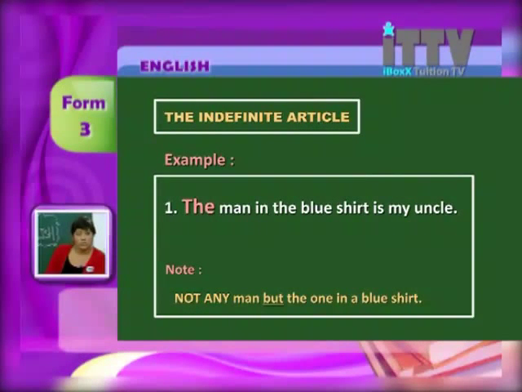Look at this example to illustrate my point. The man in the blue shirt is my uncle. It is this particular man that you're talking about, as opposed to a man in a blue shirt. You are saying the man because you are talking about one particular person.